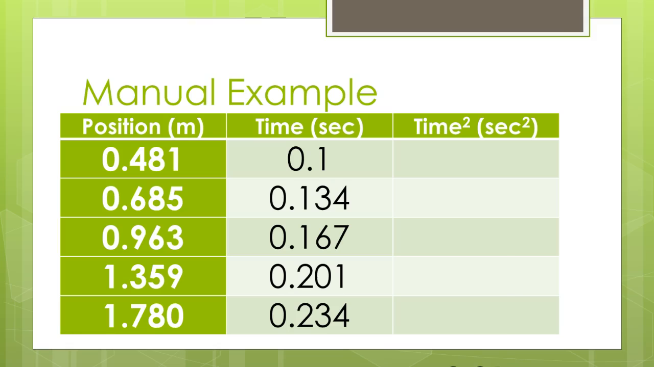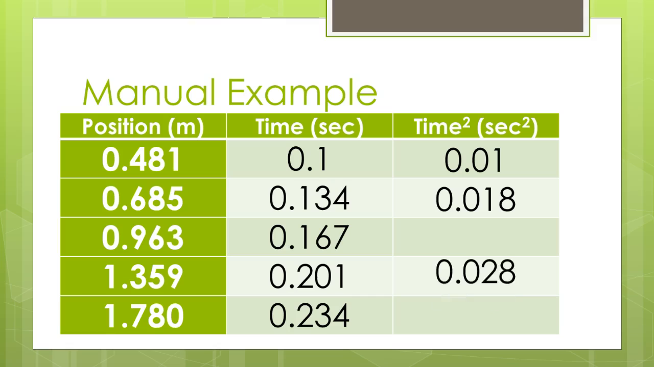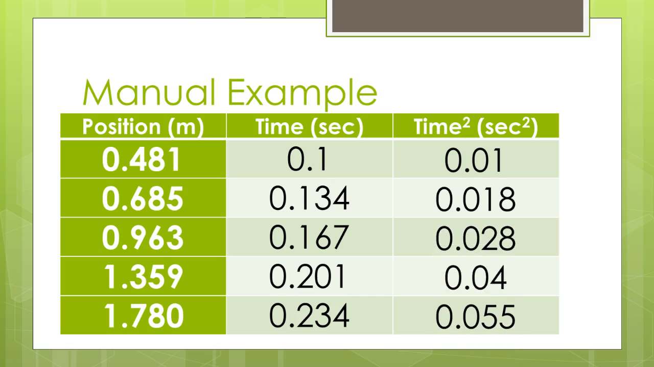0.1 squared gives us 0.01. 0.134 squared gives us 0.018. 0.167 squared gives us 0.028, and so on and so forth. We would then redraw our graph or plot our graph using the time squared data instead of the time data.